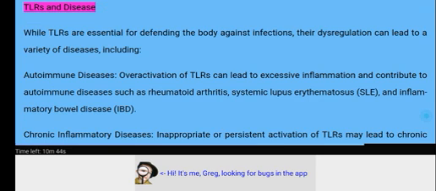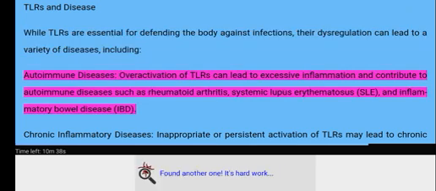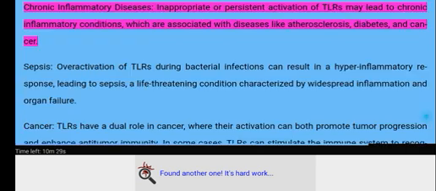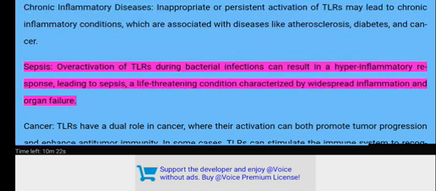TLRs and disease. While TLRs are essential for defending the body against infections, their dysregulation can lead to a variety of diseases, including autoimmune diseases. Overactivation of TLRs can lead to excessive inflammation and contribute to autoimmune diseases such as rheumatoid arthritis, systemic lupus erythematosus (SLE), and inflammatory bowel disease (IBD). Chronic inflammatory diseases. Inappropriate or persistent activation of TLRs may lead to chronic inflammatory conditions, which are associated with diseases like atherosclerosis, diabetes, and cancer.